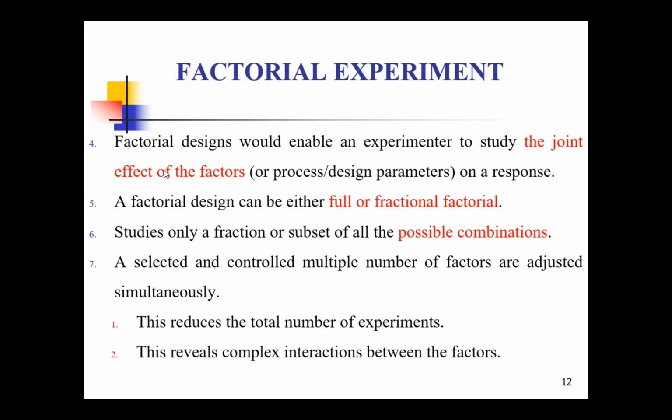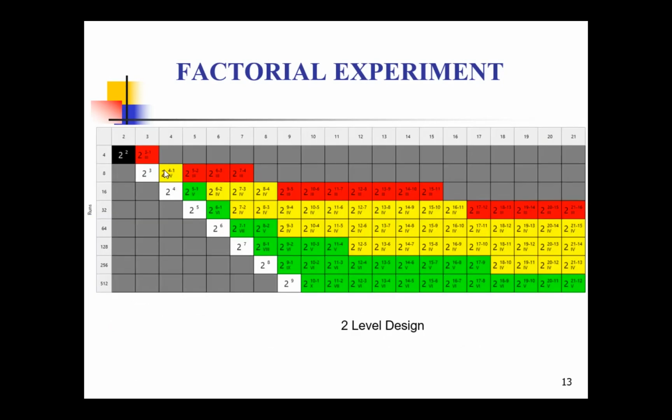And also the complex interaction effects between the selected input parameters will also be revealed. So among the various input parameters that we have selected, which parameter influence is higher? For example, in turning, cutting speed, feed and depth of cut, among these three, which is more influential? That we can identify by using this factorial experiment.